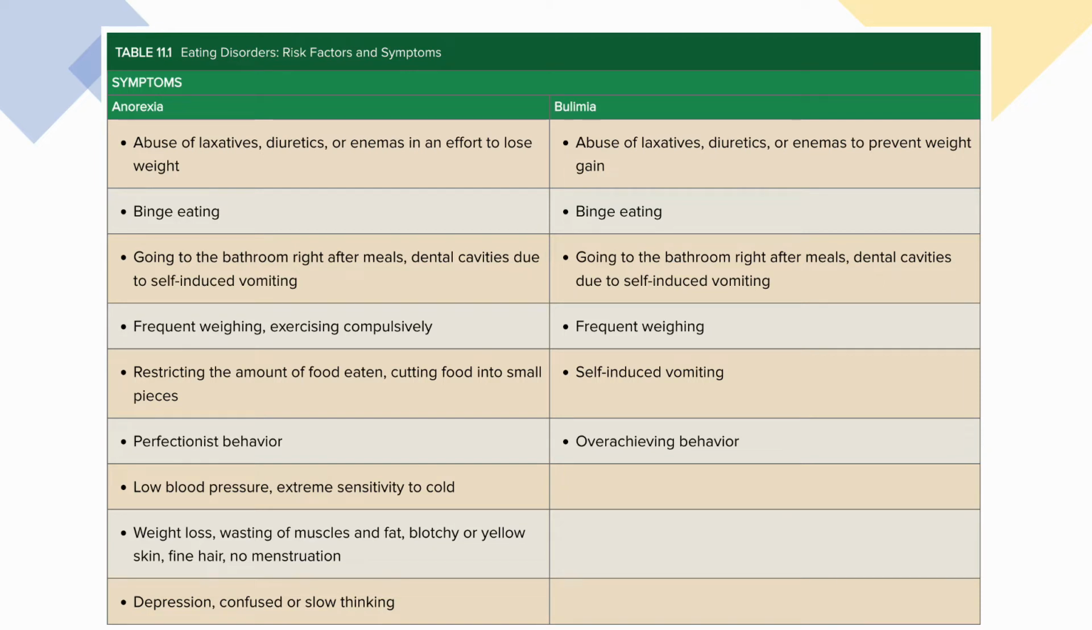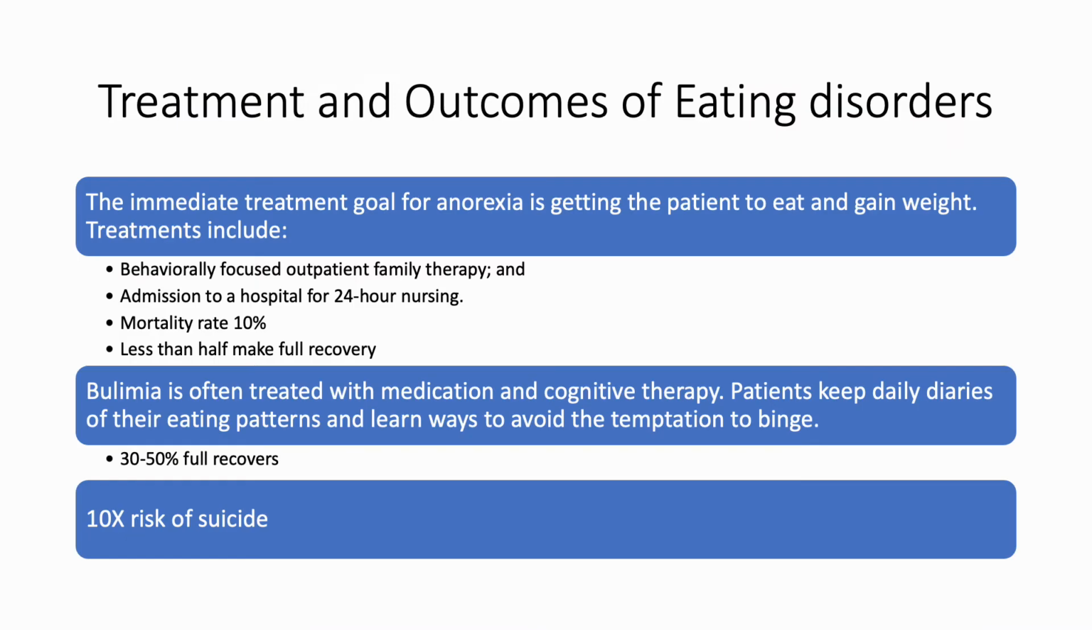They tend to have perfectionist behaviors, low blood pressure, and are extremely sensitive to cold, largely due to the very low body fat. Weight loss, wasting of muscles and fat, blotchy and yellow skin, fine hair, and no menstruation are common. And remember, if you don't feed your body, it will feed itself. It just starts eating away at itself. And so if you don't give it food, it eats the muscle. And then it can result in depression, confusion, and slow thinking. And in bulimia, you tend to see more self-induced vomiting, and you also tend to see some overachieving behaviors.